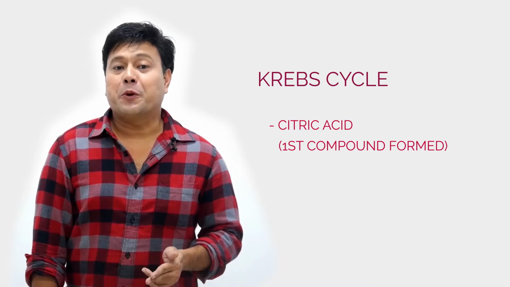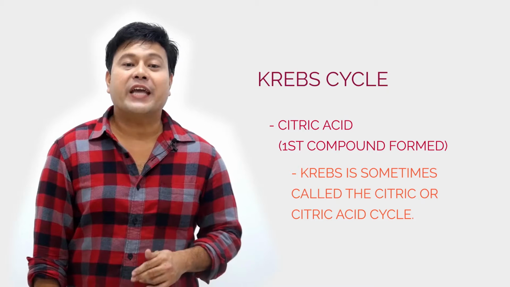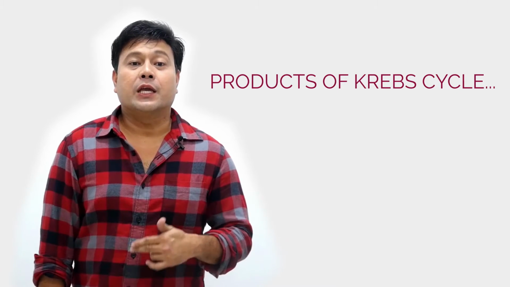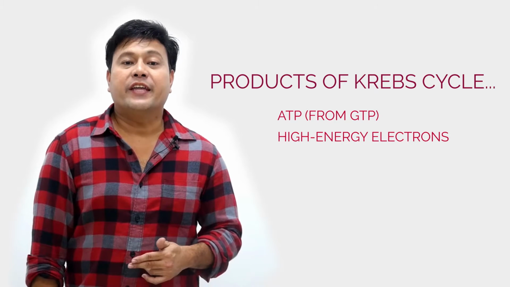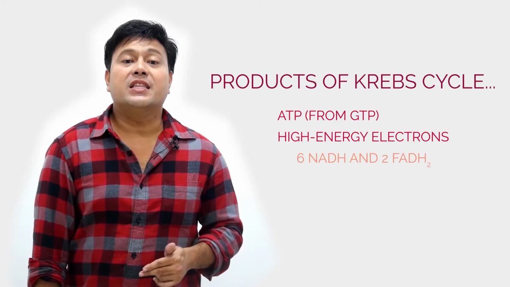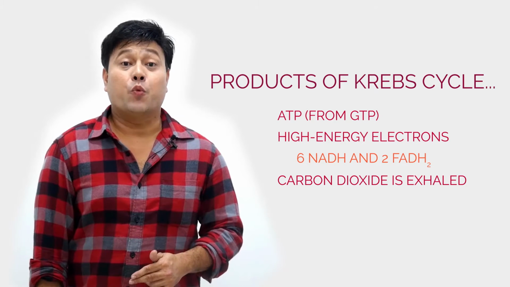Citric acid is the first compound formed in this series of reactions, so Krebs is sometimes called the citric acid cycle. The important products of the Krebs cycle include ATP coming from GTP and the high energy electron carriers such as NADH and FADH2. Carbon dioxide is exhaled as a waste product.